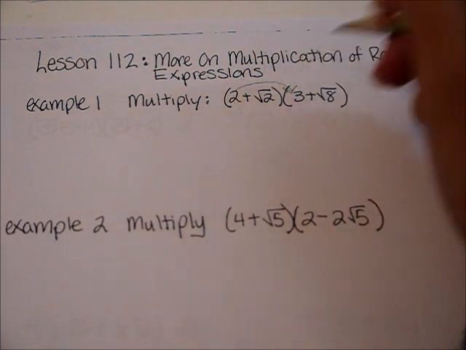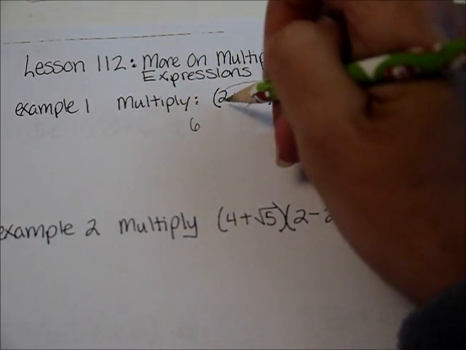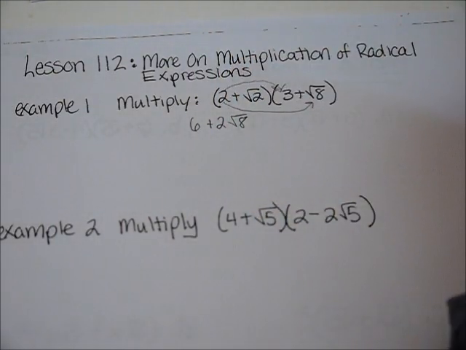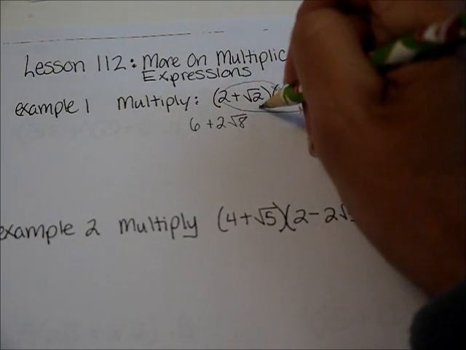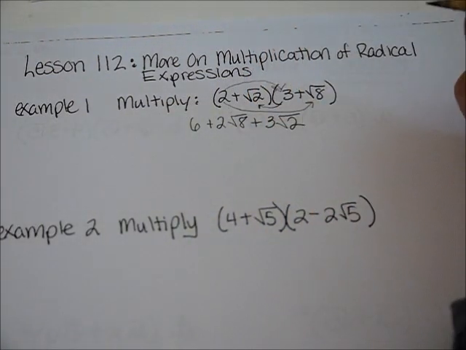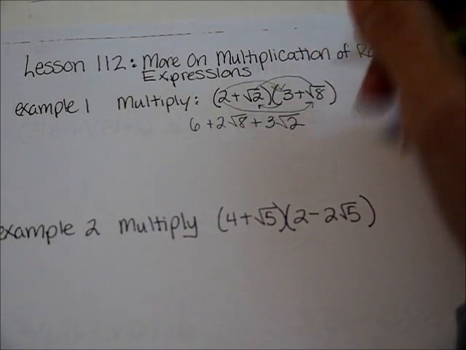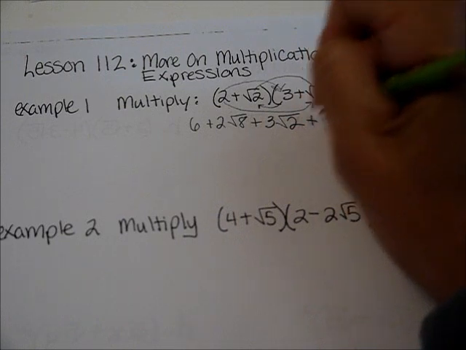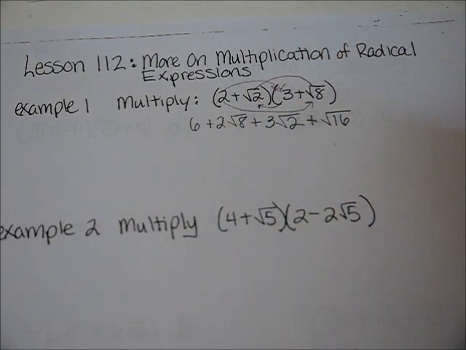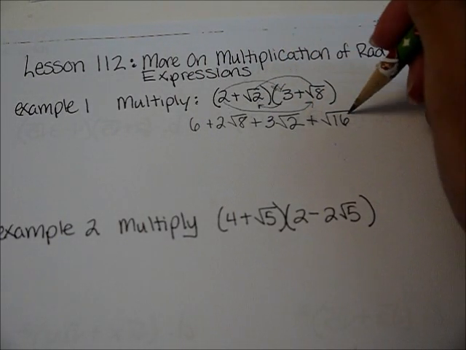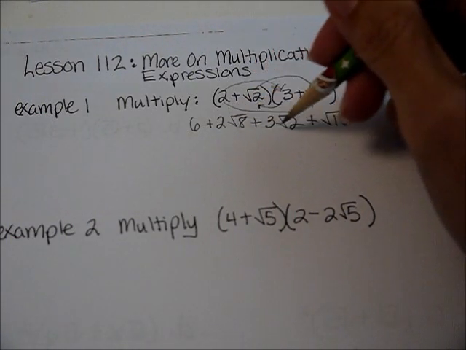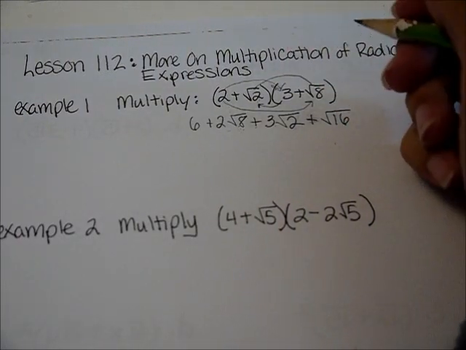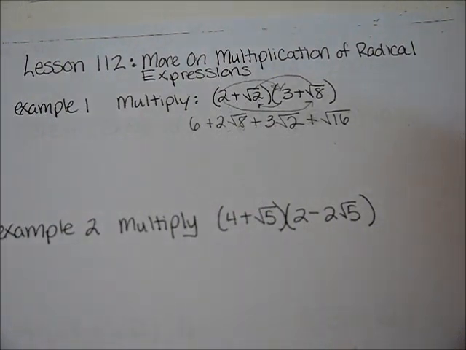When we do first, we get 2 times 3, 6. Then outer, so 2 times radical 8, we just write 2 root 8. Then inner, 3 times radical 2, so we lead with the 3, radical 2. And then last is radical 2 times radical 8, which is 2 times 8 under a radical sign. Those two get to go together underneath. Radical 2 times radical 8 is radical 16. These two didn't get to join in because they weren't both radicals, so they had to stay separate during the multiplication. So now we simplify this.